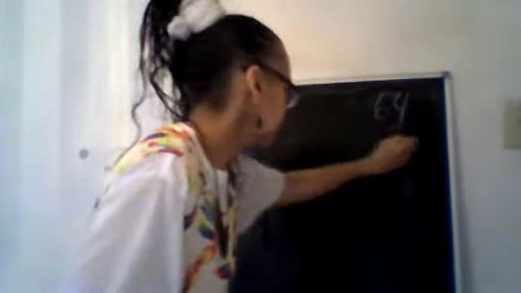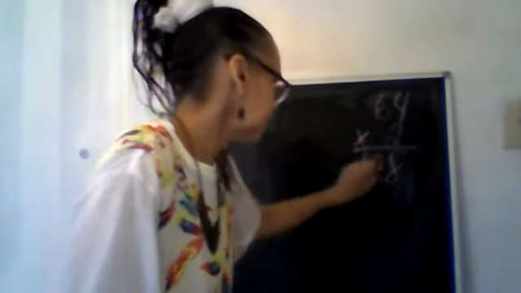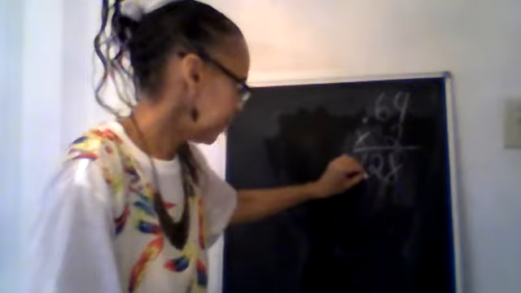A store regularly sold 2 cans of soup for 64 cents. So let's get that first. 2 times 4 is 8. 2 times 6 is 12. So they regularly sold 2 cans of soup for 64 cents. So that's $1.28. So it'll be $1.28.